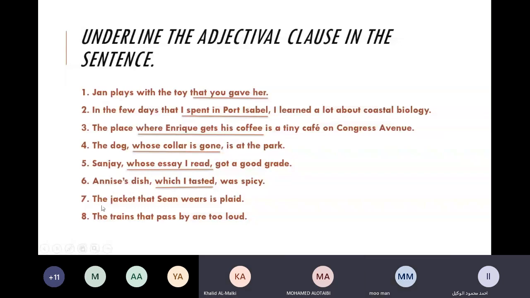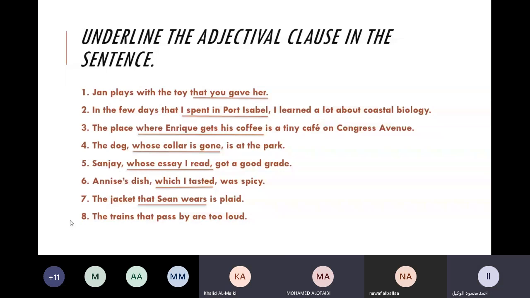Very good. Number 7. Who wants to answer? Me. Fahd. Nawaf, you're okay, Nawaf, and then Fahd. Number 7. The jacket that Scene wears is plain. That Scene wears. That's in words. Very good. Very, very good, guys. Number 8. Fahd. Where's Fahd? Okay, anyone else? Me, teacher, I will try.